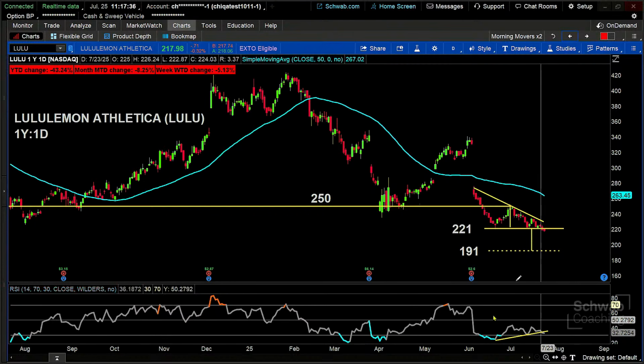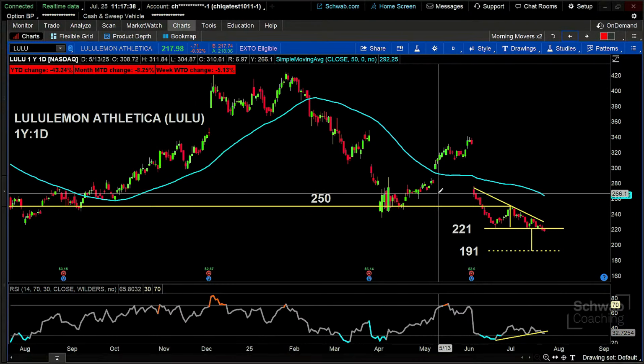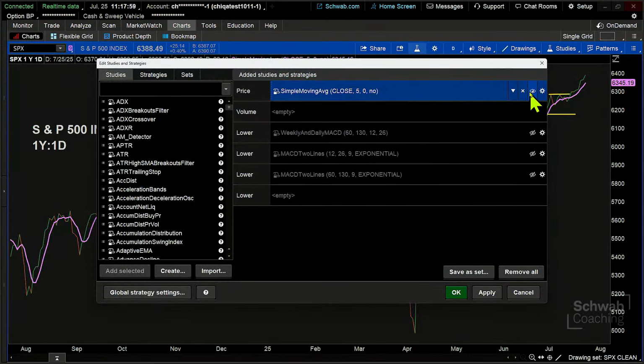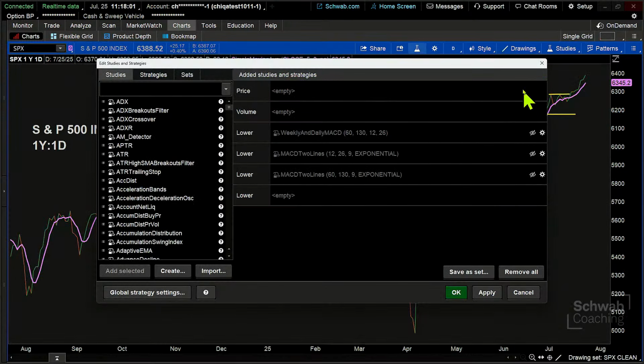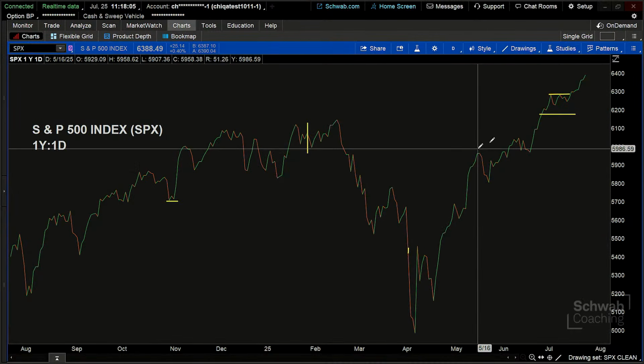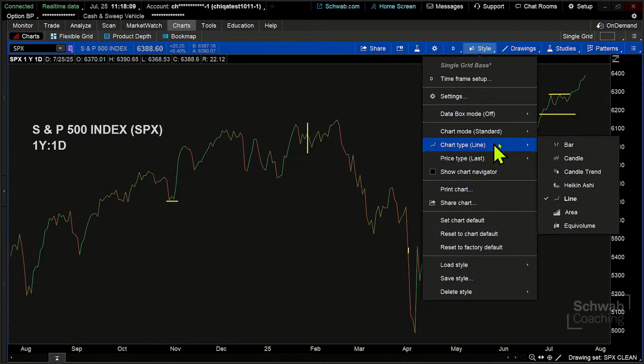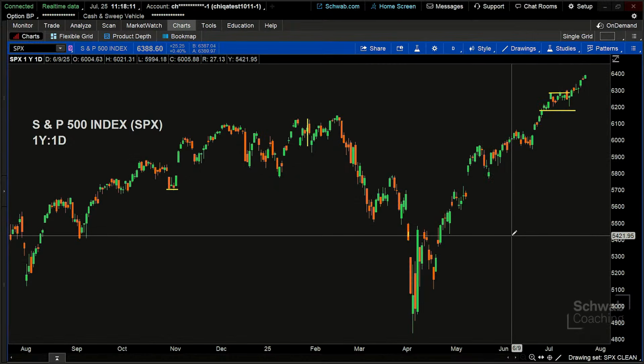So I'm going to come back down to my single grid, which is, again, my playground here. And I'm going to go back up to my Flask icon. I'm going to take these off that we have created, that simple moving average that we put on there, and click apply and OK. And I'm going to change this back to my typical candle style. Now we've got candlesticks again. And I've got a couple of different perspectives.